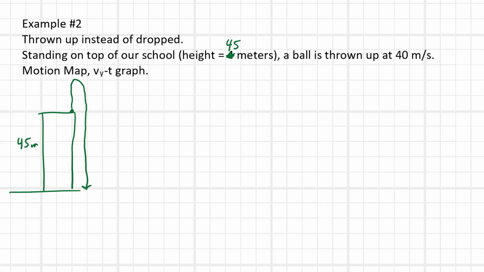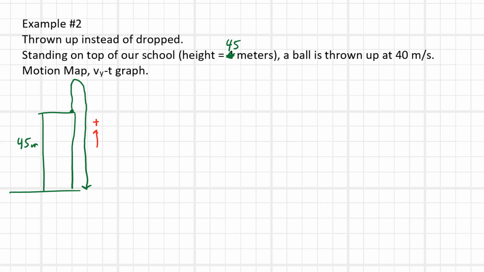So the first decision that we need to make is which way should we say is positive. How about just for a change here, let's say that upwards in this case is positive, because things are going to be going up and downwards, so it might be too confusing to think about directions otherwise.